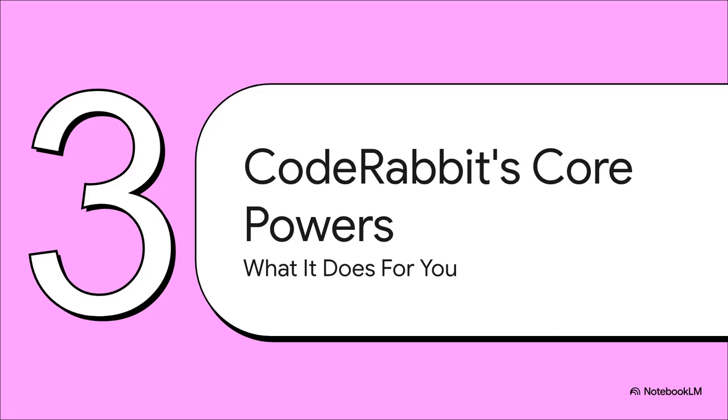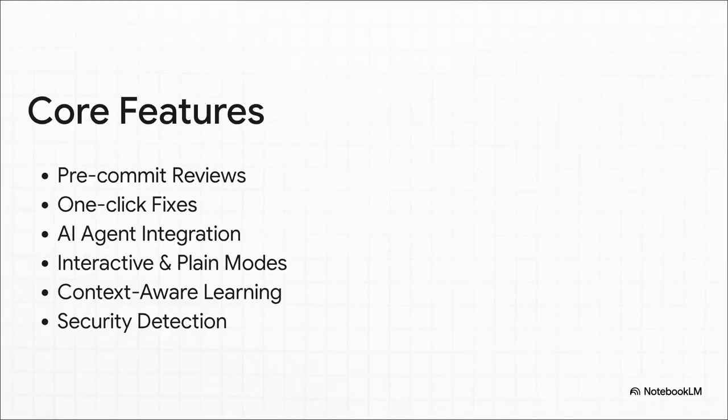All right, so what can this thing actually do for you? Let's dive into its core powers, because let me tell you, this tool really packs a punch. You can see the list right here. Pre-commit reviews, one-click fixes, different output modes, but a couple of these are real standouts. You've got context-aware learning and security detection, which is huge. And then there's its ability to integrate with other AI coding assistants. We are definitely going to dive into that in a second.